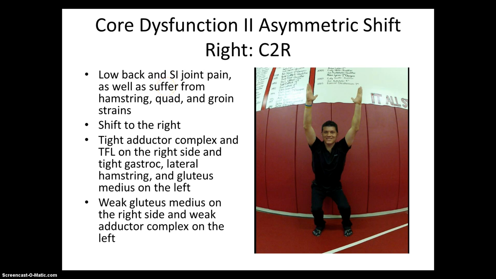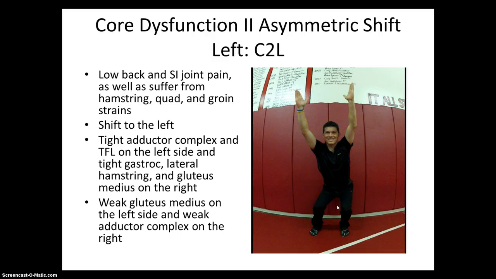You see that shift to the right, and that's due to a tight adductor complex and TFL on the right side. Again, this is in reference to the individual, so tight TFL and adductor complex on the right side, and a tight lateral hamstring again on the right side, while we have weak glute med, or the buttocks muscle, on the left side, and a weak adductor complex on the left side.